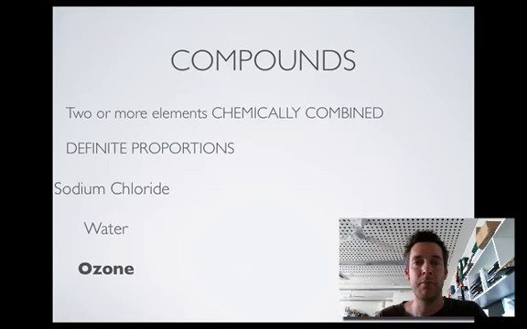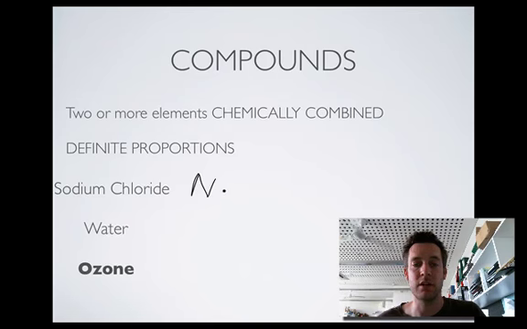Compounds. What's the difference between compounds and elements? Compounds are things that are made of two or more elements. But they haven't just been mixed together, they've actually combined with one another, and they've done so in definite proportions. Now let's see what that means, and we'll illustrate it by looking at the formulas of a couple of compounds.